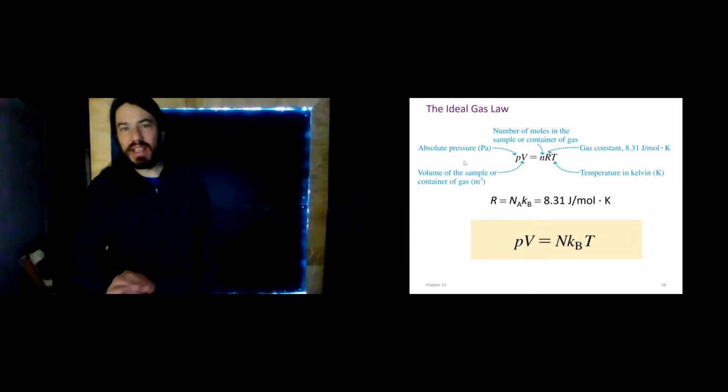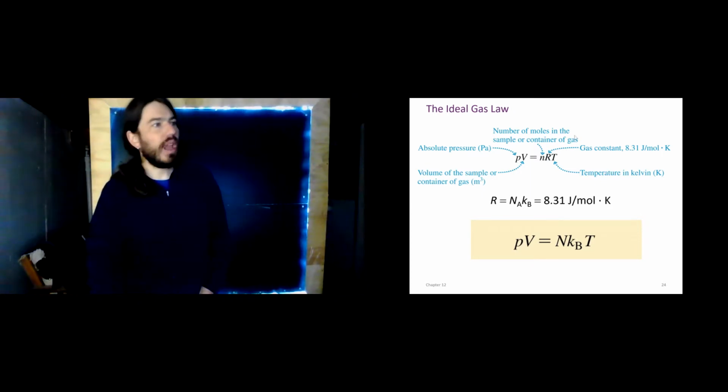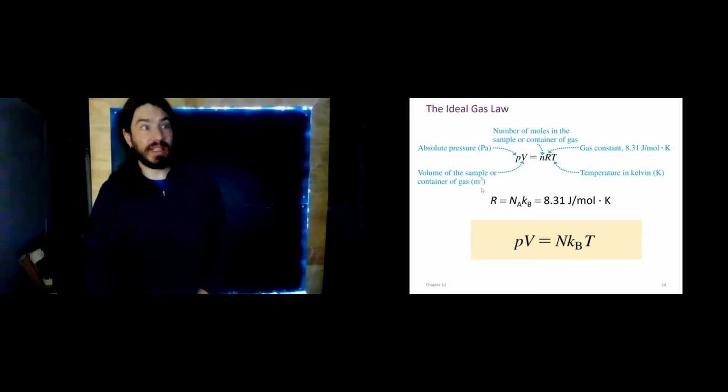Be careful. Notice it is the absolute pressure. It is not gauge pressure. Here's the volume. Again, our standard unit for volume is meters cubed. We need to put in standard units if we expect to get out standard units. The number of moles in the container is represented with little n. R is the ideal gas constant.